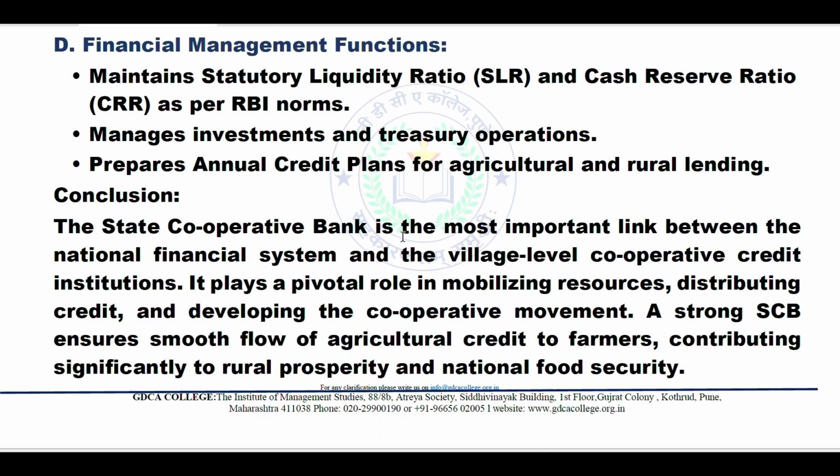Conclusion: what will be the conclusion for this particular question? The state cooperative bank is the most important link between the national financial system and the village cooperative credit institution. It plays a vital role in mobilizing resources, distributing credit, and developing the cooperative movement. A strong SCB ensures a smooth flow of agricultural credit to farmers, contributing significantly to rural prosperity and national food security.